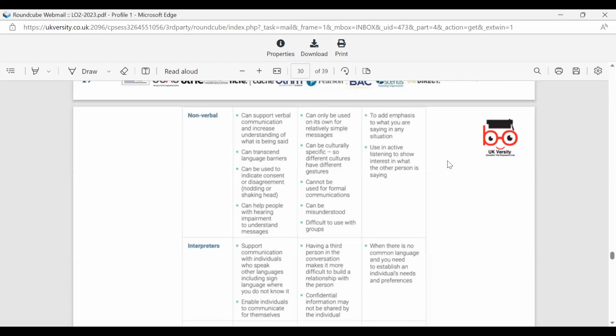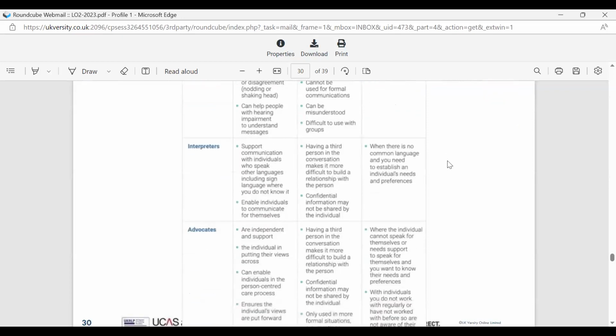For interpreters, the advantages are that they support communication with individuals who speak other languages, including sign language, where you do not know it. It enables individuals to communicate for themselves. The disadvantage is that having a third person in the conversation makes it more difficult to build a relationship with the person.